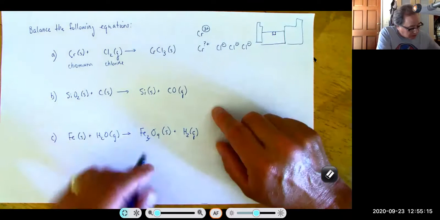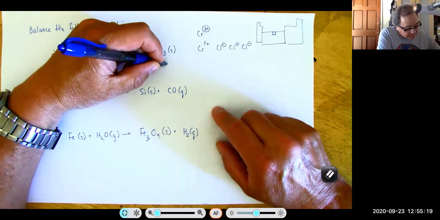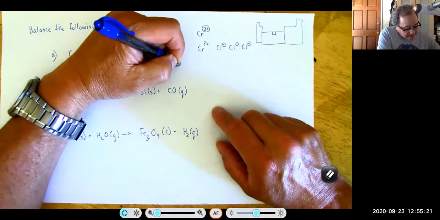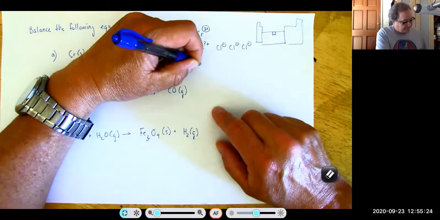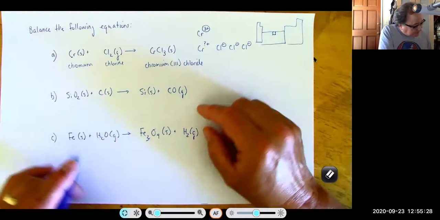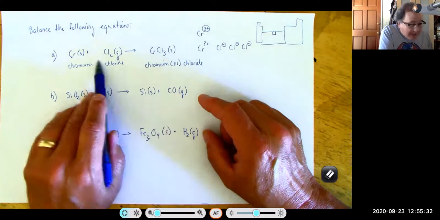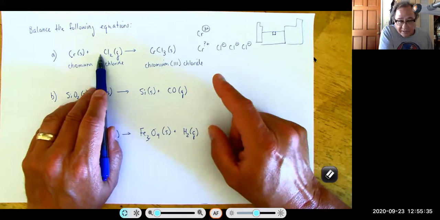So this is called chromium(III) chloride. Okay, now let's balance it. Now we could do the halvesies thing. I could put 3 halves here and that would be balanced, and then I could double everything.